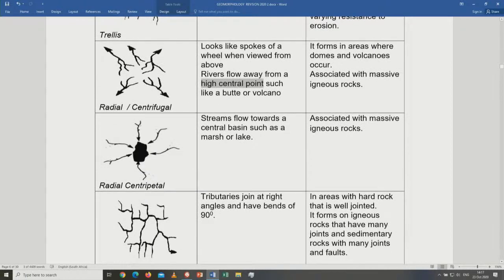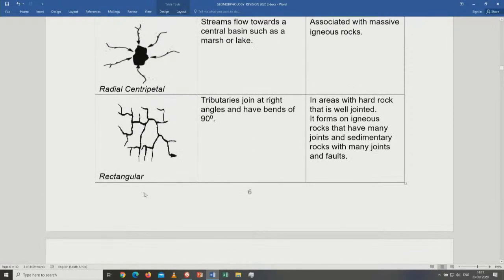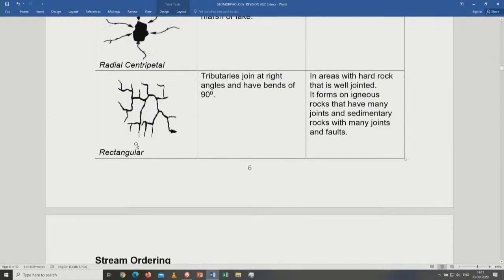Centripetal, they say streams flow towards a central basin, such as marshes or a lake, and it's associated with massive igneous rocks. And the last one is rectangular. Rectangular tributaries join at a high angle and have bends of 90 degrees. If you check here, they bend at 90 degrees. Here again, it bends at 90 degrees. So this is a rectangular pattern.